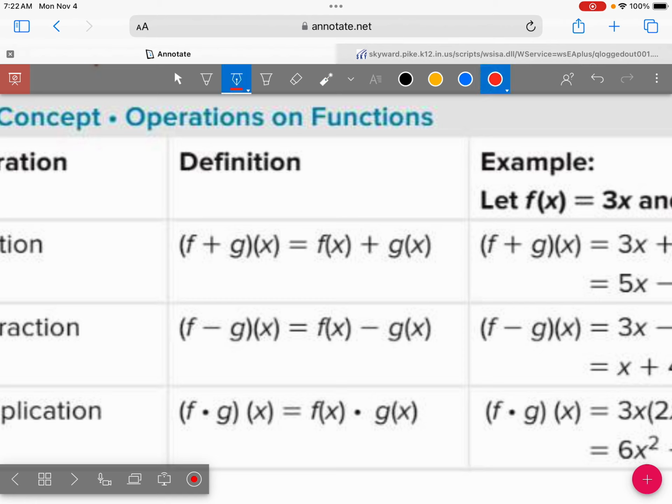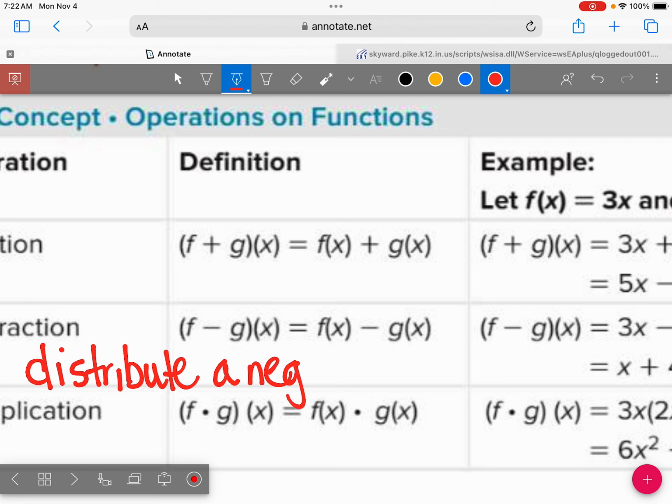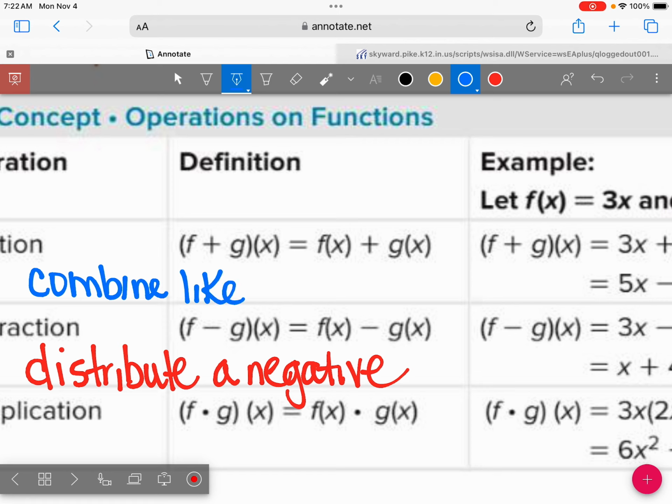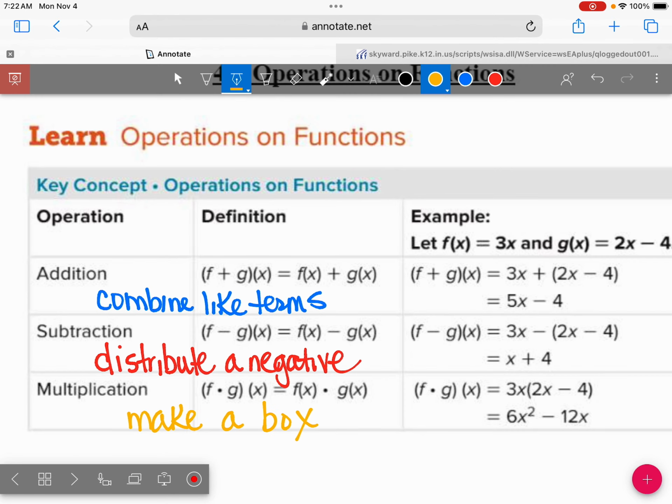This is where we have to distribute the negative. So can you write that here? We have to distribute a negative when we're asked to subtract. If it's just addition, we combine like terms. And if it's multiplication, that's where we're going to multiply it in a box. So those are the 3 different types of operations we're going to focus on in chapter 4. We're not doing division, just add, subtract, and multiply.